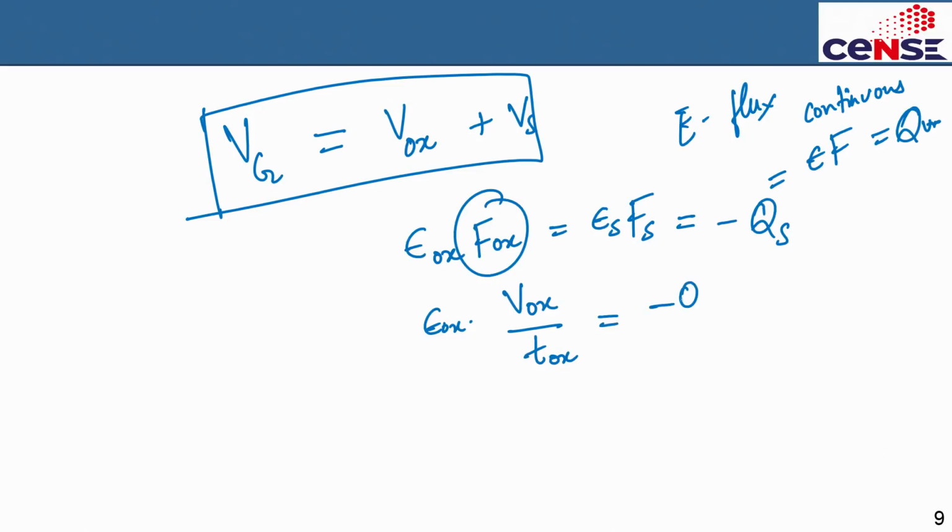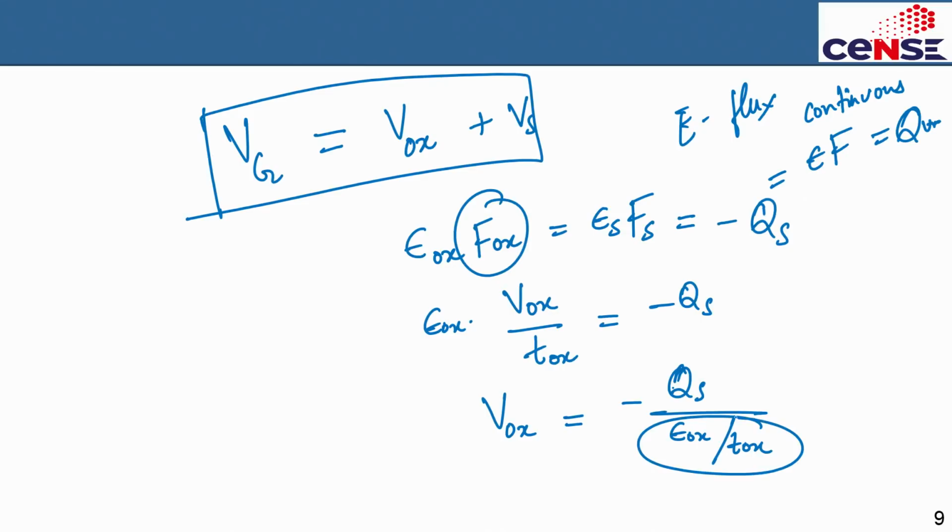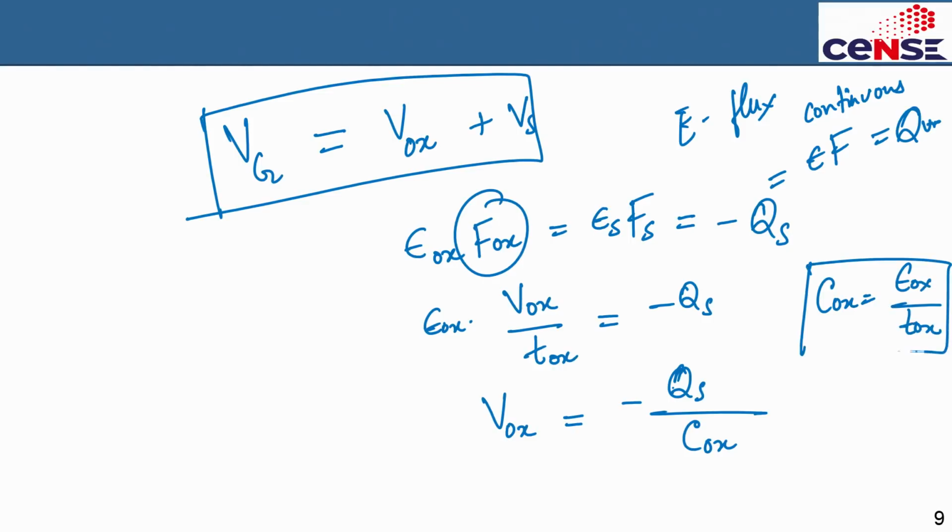This is equal to minus QS, I can say, okay. So in other words, the voltage that is dropping in the oxide is equal to minus QS divided by epsilon ox by T ox. Now this quantity, if you normalize with the area, the epsilon by thickness of the oxide is actually the oxide capacitance, right. So I can write it as the oxide capacitance, okay. Oxide capacitance is equal to epsilon ox by T ox, okay. So I can write this like this. This is the voltage that is dropping.